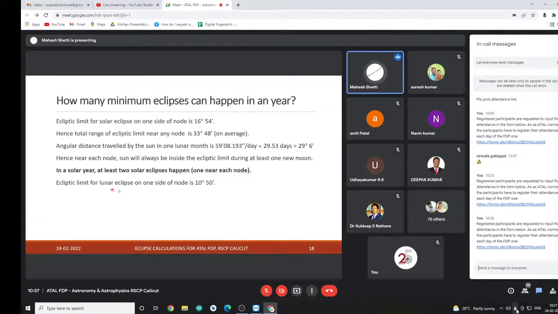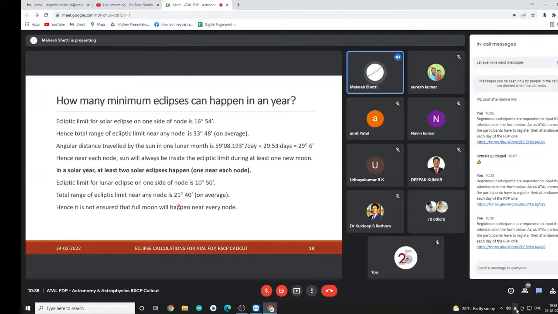The ecliptic limit for a lunar eclipse, on one side, we have calculated as 10 degrees 50 minutes. The total range of the ecliptic limit near any node is going to be double of this, 21 degrees 40 minutes on an average. Hence, it is not ensured that a full moon will happen near every node, because the sun will take 29 degrees 6 minutes to go to the next full moon position. Okay, and by that time it would have left the ecliptic limit.